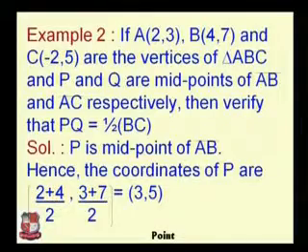Now next example, if A(2, 3), B(4, 7) and C(minus 2, 5) are the vertices of triangle ABC and P and Q are the midpoints of AB and AC respectively, then verify that PQ is equal to 1 half BC. Now let us see the solution. P is the midpoint of AB, as we know that the coordinates of P are ((2 plus 4) by 2, (3 plus 7) by 2), it is equivalent to (3, 5).